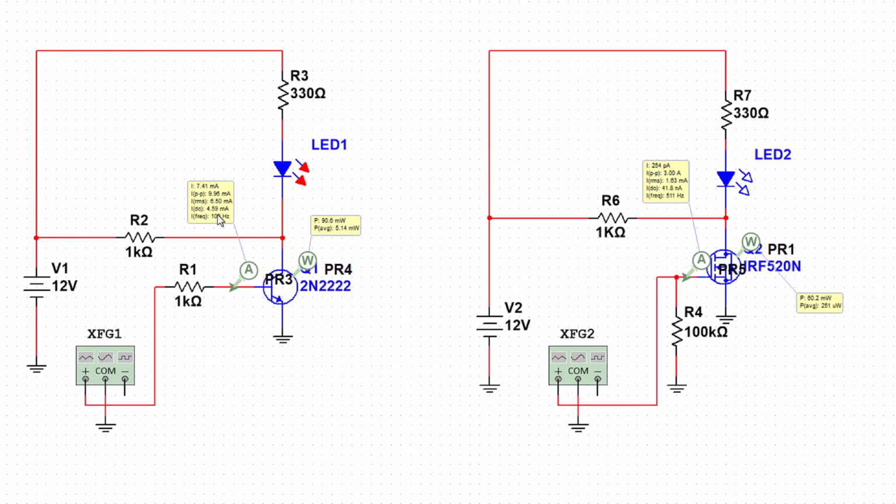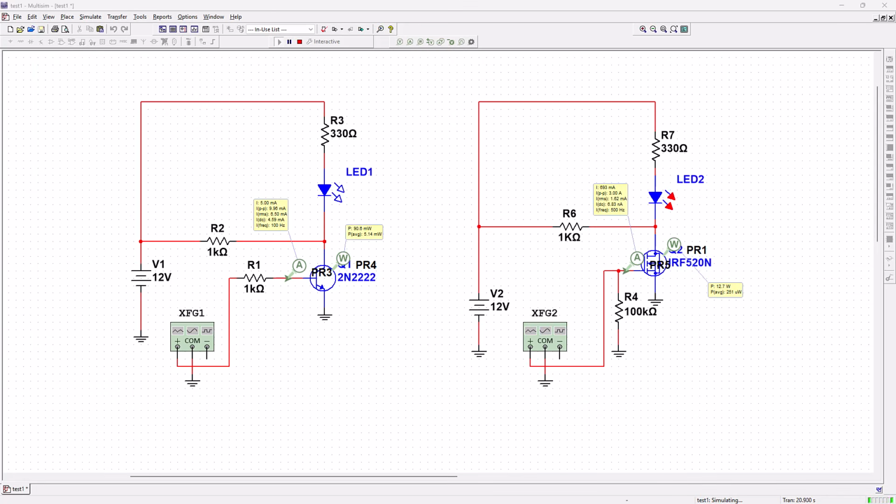Now let's move to the MOSFET circuit. Notice something different. There is no resistor between the control signal and the gate. Why? Because the MOSFET does not draw current at the gate. It is controlled by voltage, not by current.